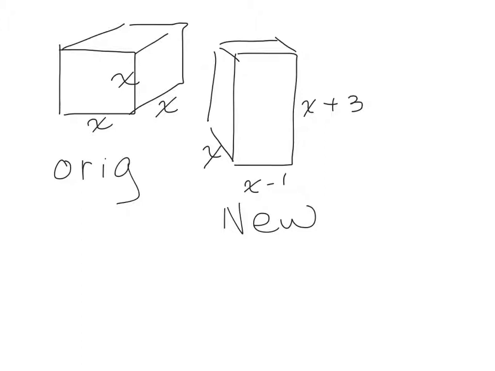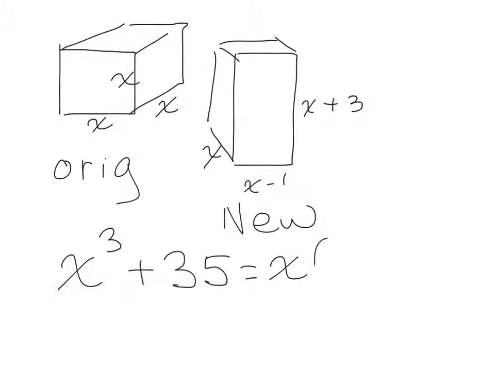Okay, now the problem says if the width of a cube would decrease by 1, the length increased by 3, we just drew that, the volume of the resulting box would be 35 centimeters greater than the volume of the cube. In other words, if we took that volume of the original cube and added 35 to that, we would have the volume of the new box. And of course, volume of a rectangular prism here is just length times width times height.